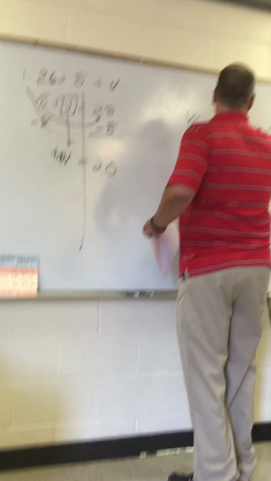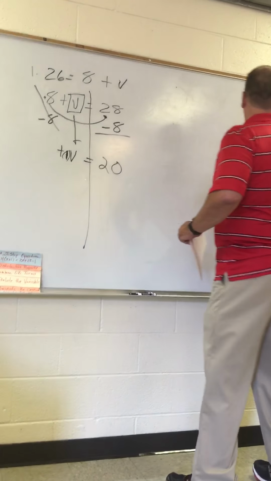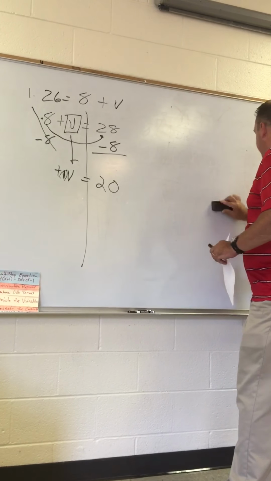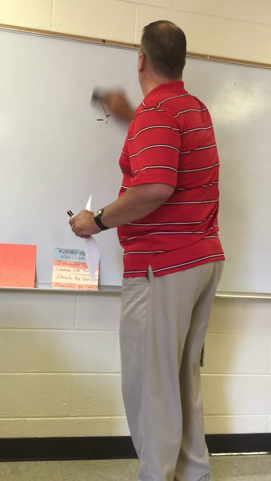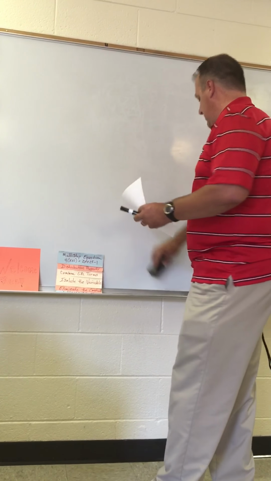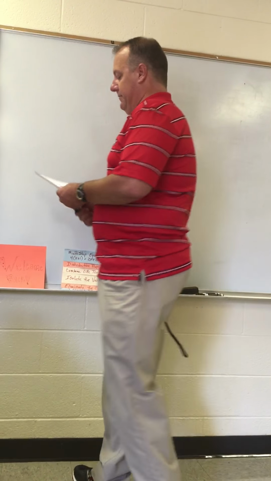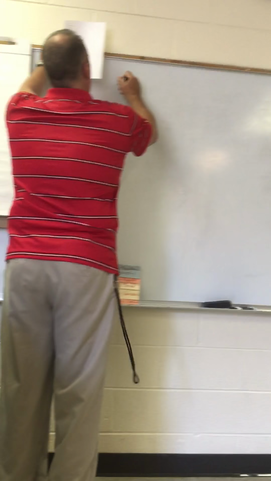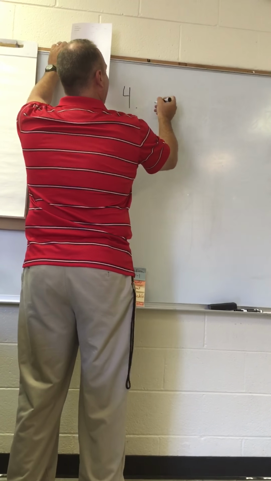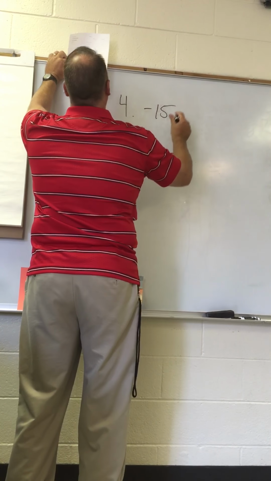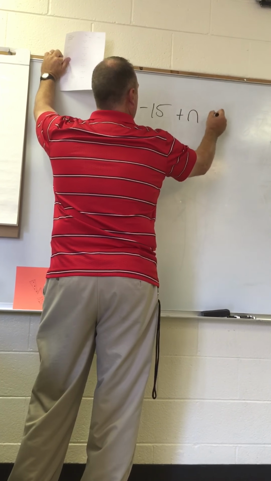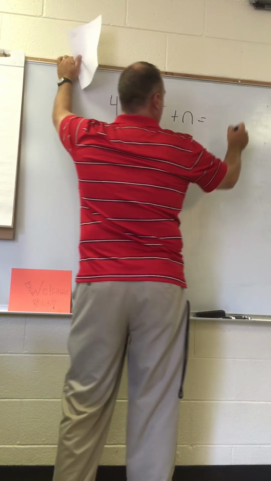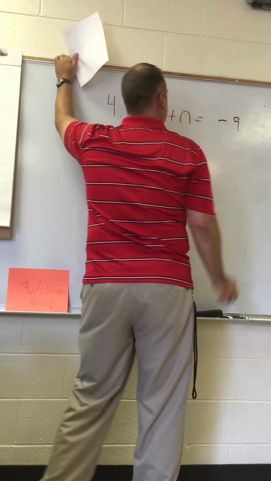Okay. Of the 5, which was the most difficult for you to do? What number? Number 4. Number 4? Okay. Let's do that one right now. Number 4 says negative 15 plus n equals negative 9.